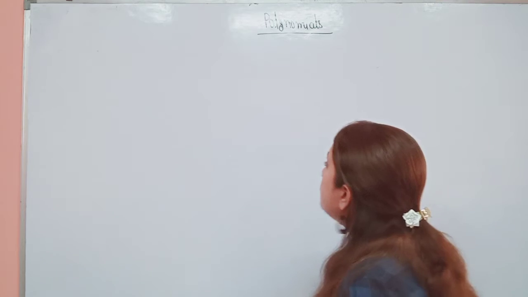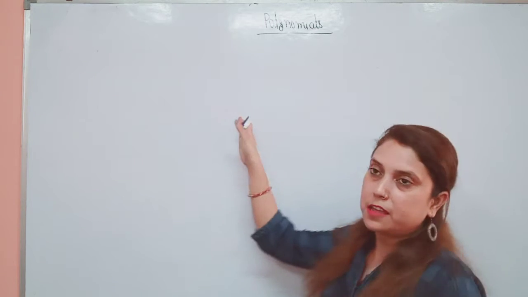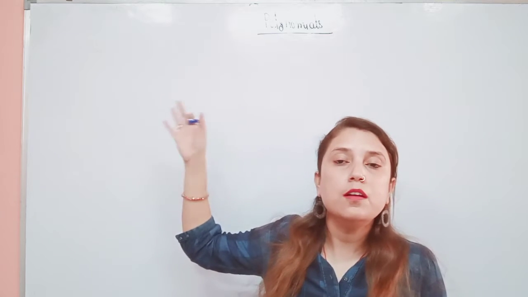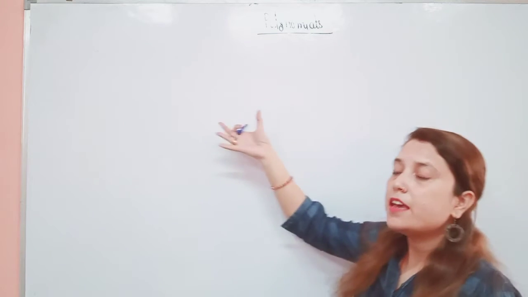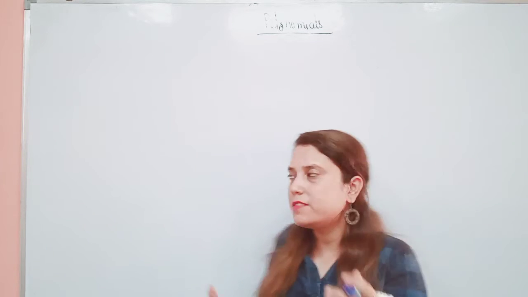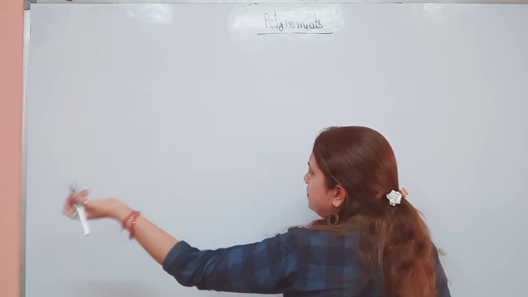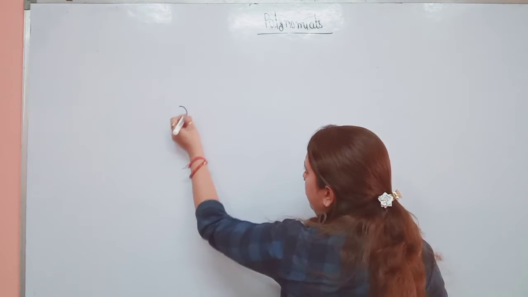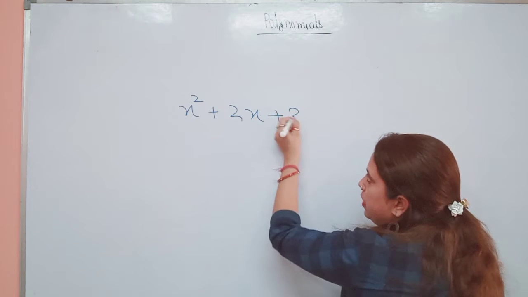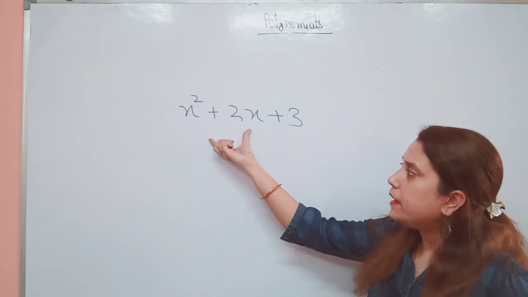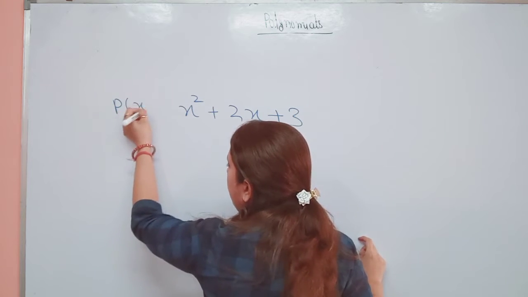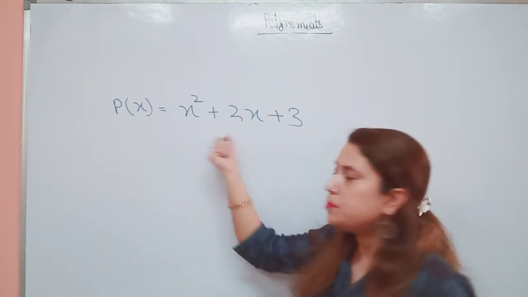As you all know very well, a polynomial is an expression in which the degree of the variable is always a whole number, and we can say it is a combination of constants, variables and operations. Let's understand with an example. Suppose we have x square plus 2x plus 3. So how will you identify that this is a polynomial?